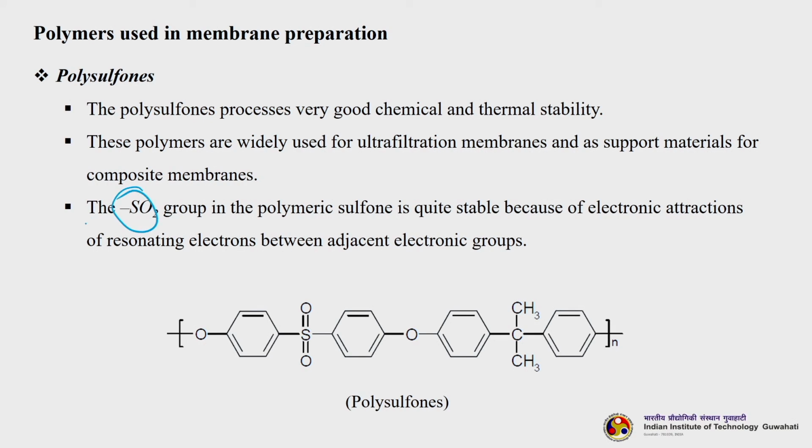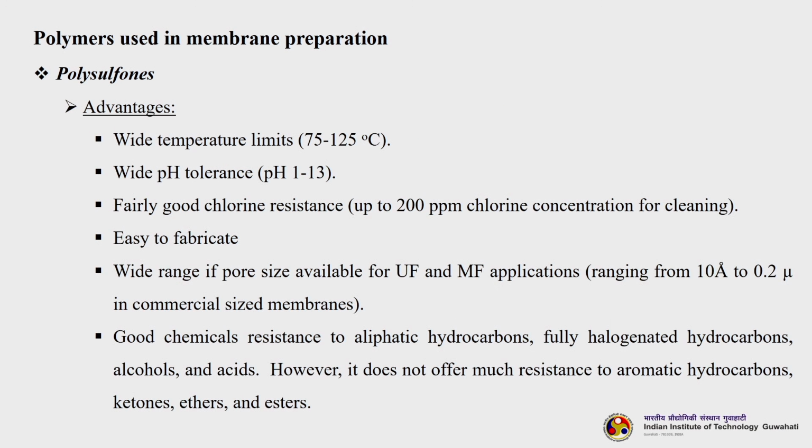The SO2 group in the polymeric sulfon is quite stable because of the electronic attractions of resonating electrons from the adjacent electronic groups. So, this is the polysulfon structure, and the advantage is that it can withstand wide temperature limits, almost up to 125 degree centigrade, and the tolerance limit of the polysulfon membranes for pH is very wide, 1 to 13, with fairly good chlorine resistance, up to 200 ppm chlorine it can withstand.